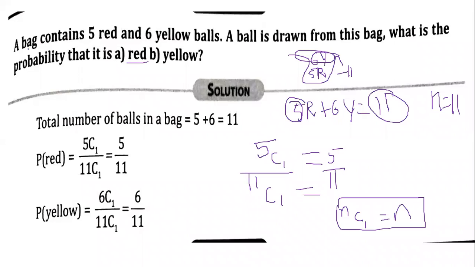Okay. Now, similarly, if you want to select a yellow color ball, again randomly, you are picking one ball from the bag. If it has to be yellow, then how many yellow balls do we have? We have 6 yellow balls. Out of 6 yellow balls, we'll be selecting one ball. Again, the total number of balls is 11. Out of that, we are taking one. So 6C1 is 6, 11C1 is 11. So the probability of getting a yellow ball is 6 by 11 and a red ball is 5 by 11.